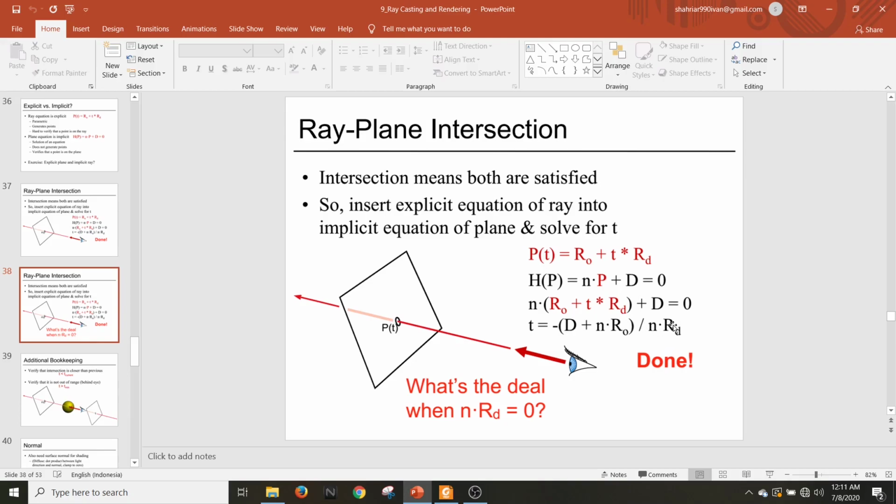So instead of having a division by 0, whenever we have n dot rd equals 0, we'll simply not render this. We'll not even perform this calculation because the processor cannot handle logical errors like this where we will have division by 0. Okay, and we also need to render the object that is closest to the camera.